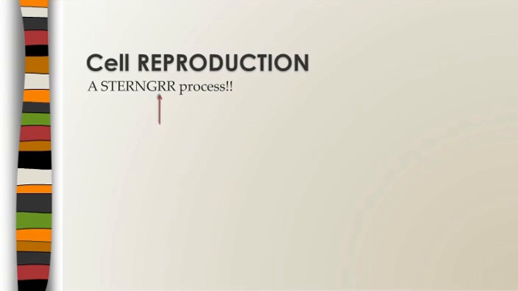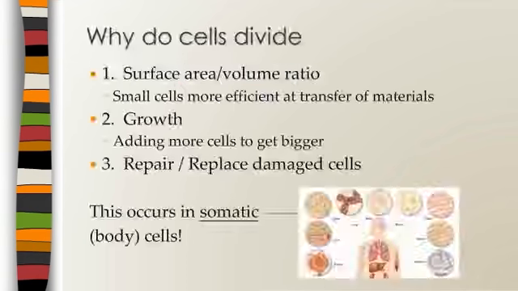We're still continuing with Störinger processes in cells this week. This time we're going to be looking at cell reproduction, the R in Störinger. Let's start with a review of the reasons that cells divide.